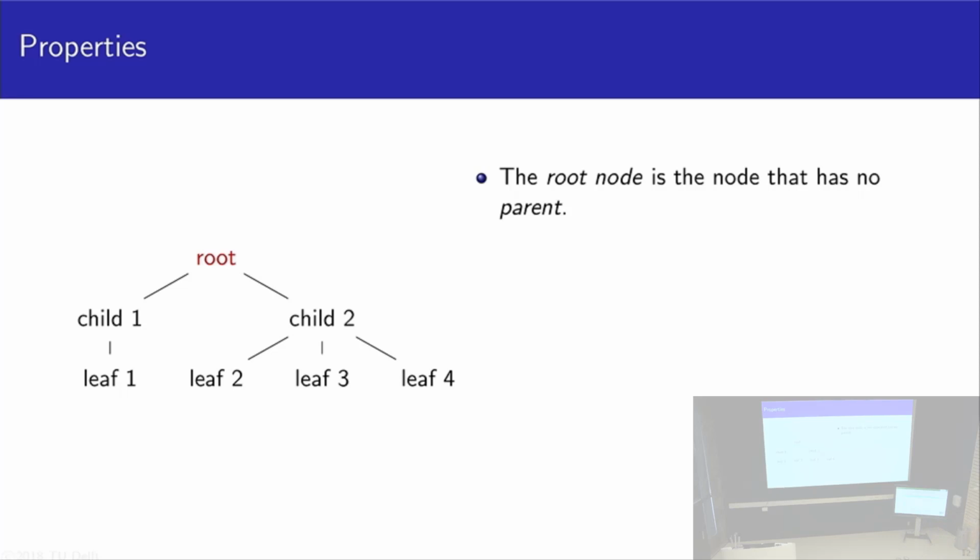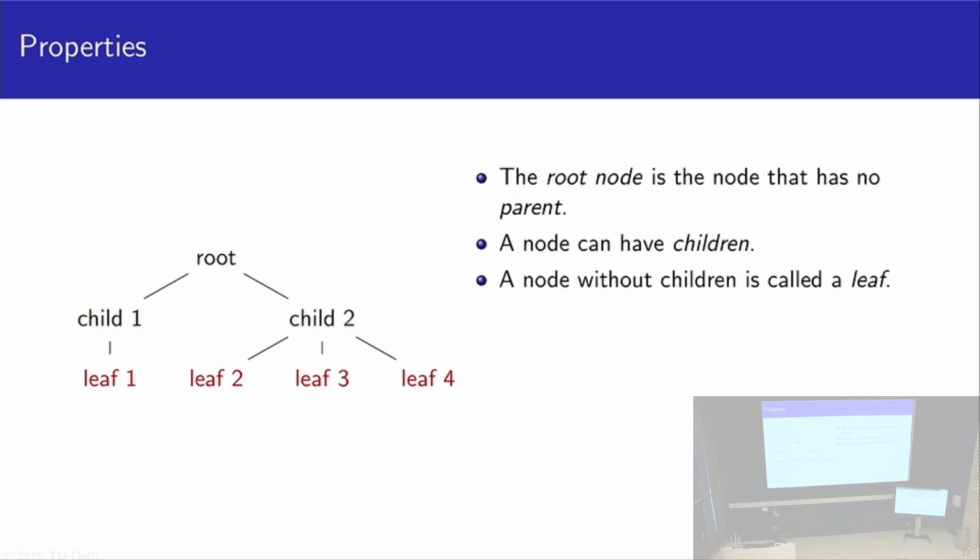And this root in this case has two children. And children, again, have parents. Right? So far, so family tree. Now, if a node has no children, we call it a leaf of the tree. So root at the top, the root has two children, child 1 has only one child, but this thing has no children, so it's called a leaf. And the same is true for leaves 2, 3, and 4.